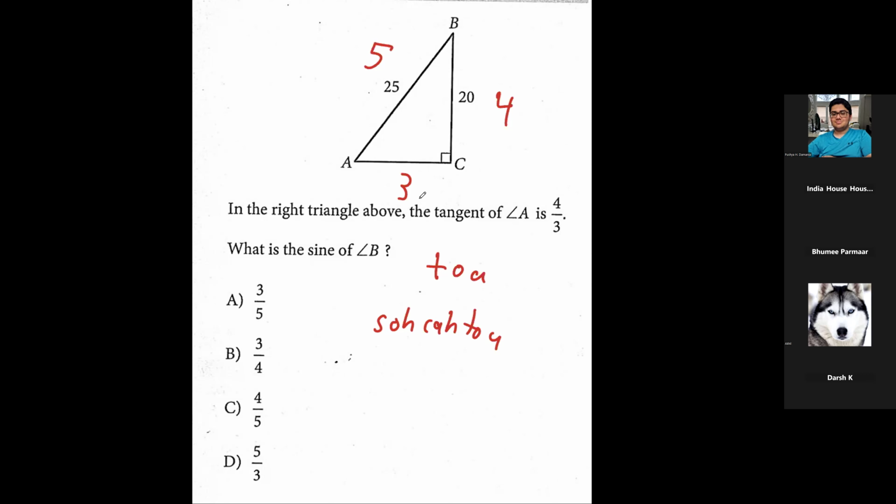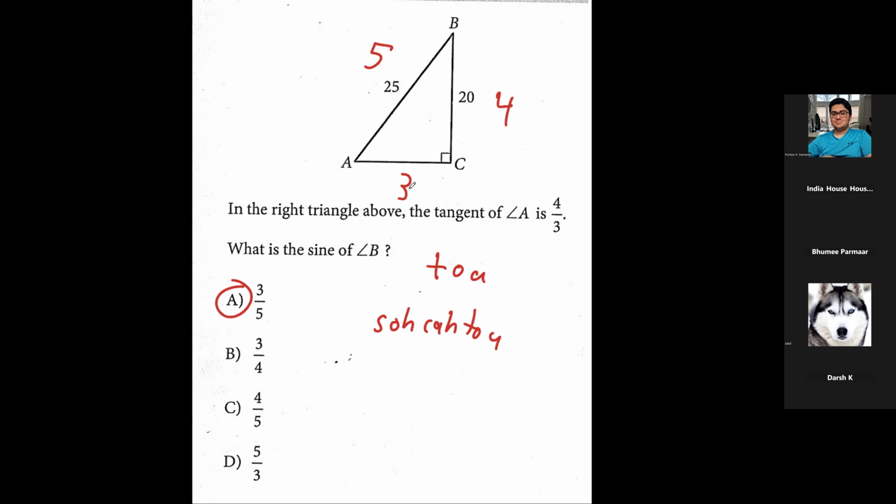This is just a general rule for right triangles, where if this is 3, this is 4, this would be 5, sort of like the root two triangles and all that. So what is the sine of B? Well, sine of B is opposite over hypotenuse. So opposite is 3 over 5, which is A.